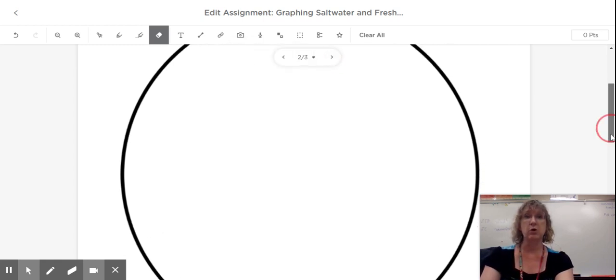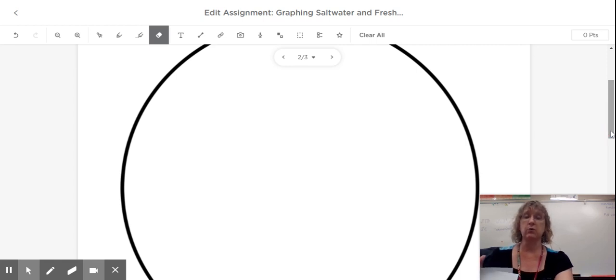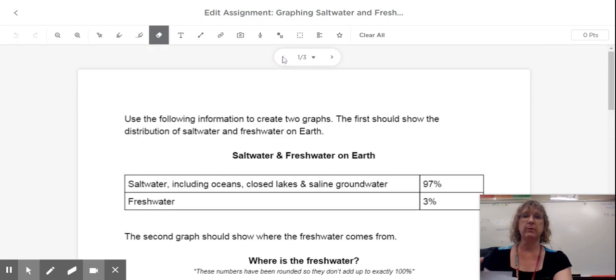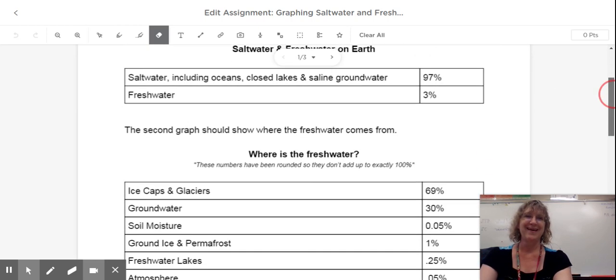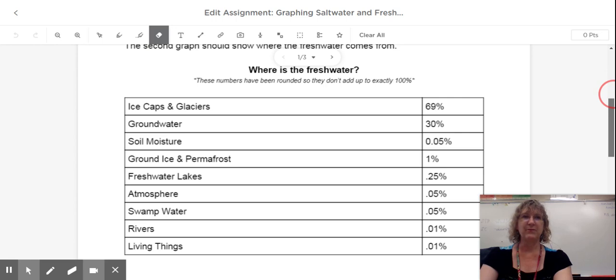Tomorrow, we will do the second slide, which is all about the amount of fresh water and where the fresh water is on Earth. So tomorrow, we're going to take this circle, we're going to divide it again, and we're going to use the numbers on our first slide to help us make that graph.